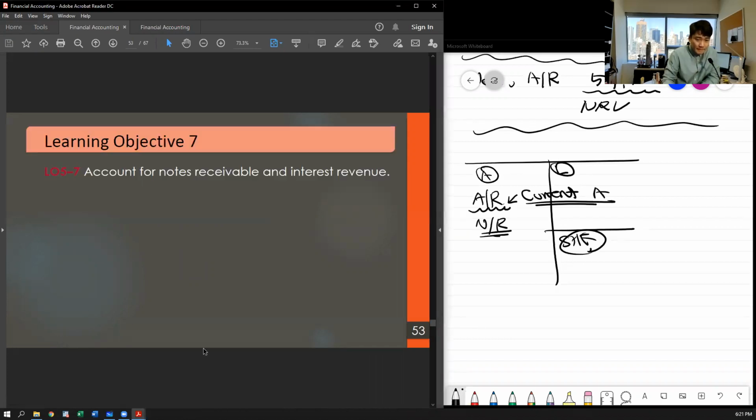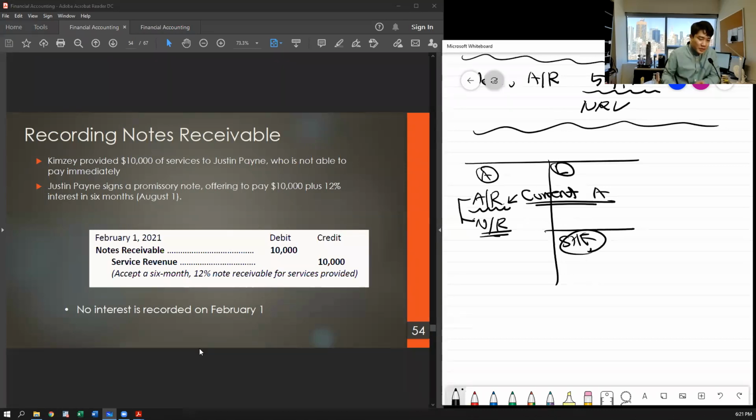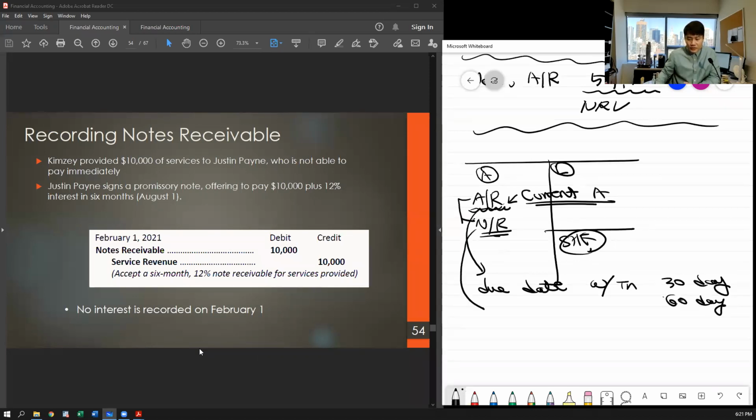But the idea is pretty much simple. The only difference between accounts receivable and notes receivable is that for accounts receivable, I talked about this previously, the due date is usually within 30 days or 60 days. For notes, the due date is usually longer than 60 days. That's the first difference.